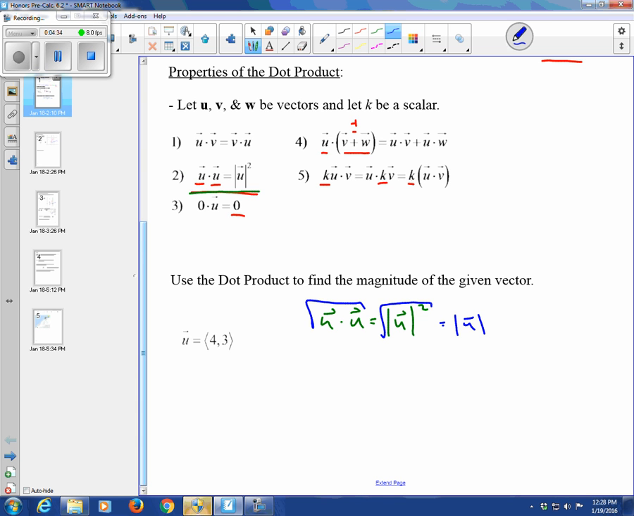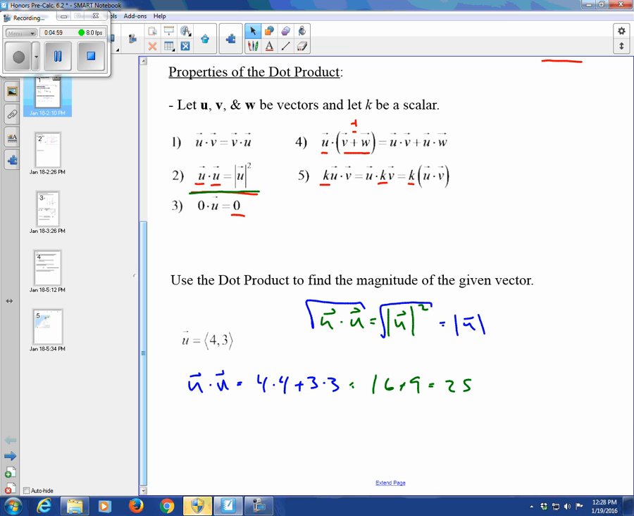If we take the dot product of u with itself, we will have 4 times 4 plus 3 times 3, the product of horizontal components plus the product of vertical components. And that is going to give us 16 plus 9, which is 25.